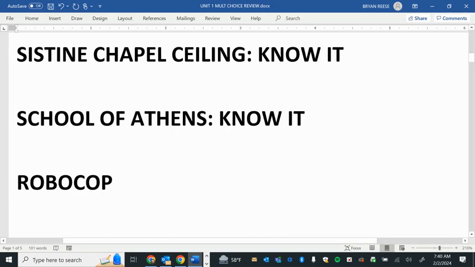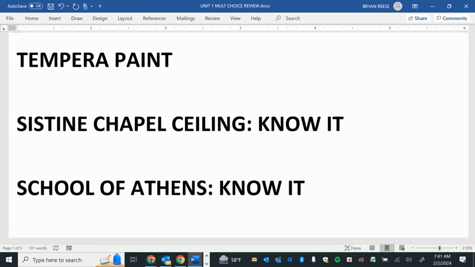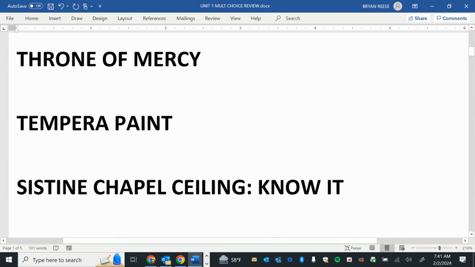The Sistine Chapel ceiling, you should know it. I talked at length about the Sistine Chapel ceiling. So, to be fair on this one, there's two questions about it. One is about making the Sistine Chapel ceiling, and the other question is about what it's about, to be fair to you guys, because there's a lot that I talked about. You should know what tempera paint is.